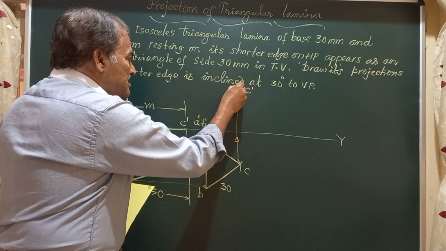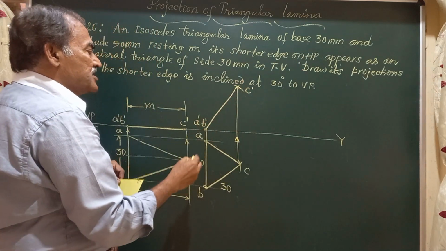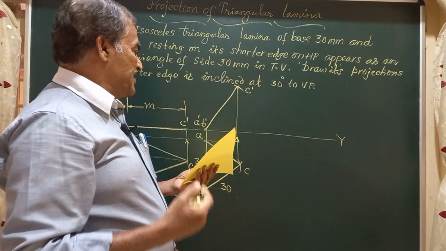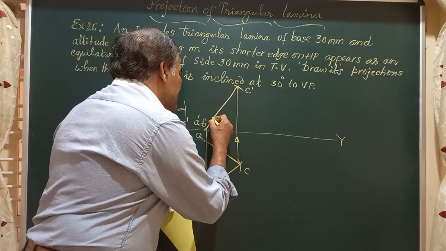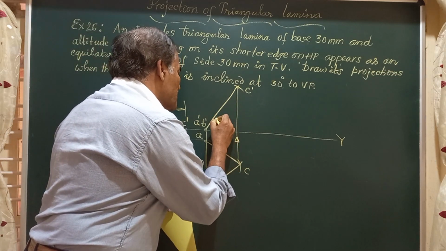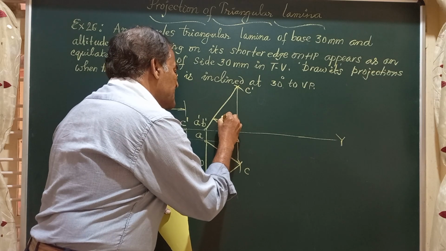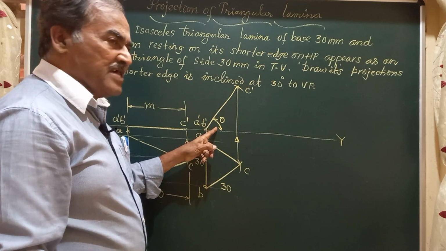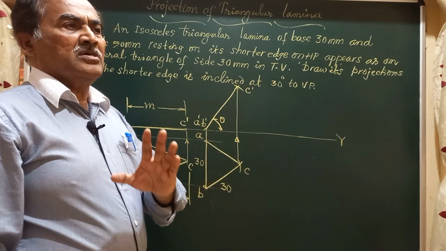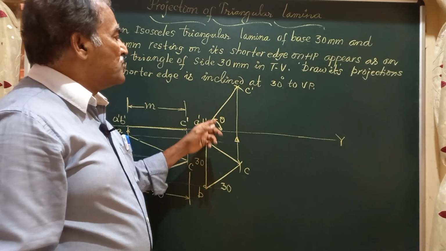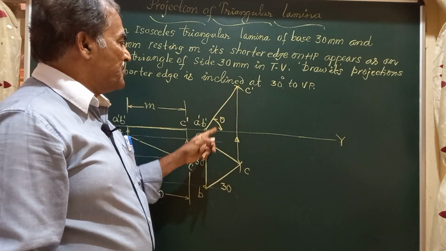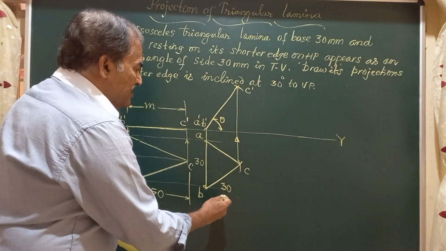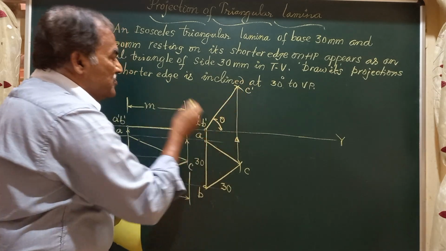So I can join C dash to A dash B dash, and this will represent the front view of that lamina when it is inclined at an angle of theta to HP. So this angle theta is the inclination of the surface ABC with the HP, and this can be measured. Sometimes in the examination they ask you to find out what inclination the surface is making with the HP. Friends, you can see here the top view has become an equilateral triangle and front view is a line.